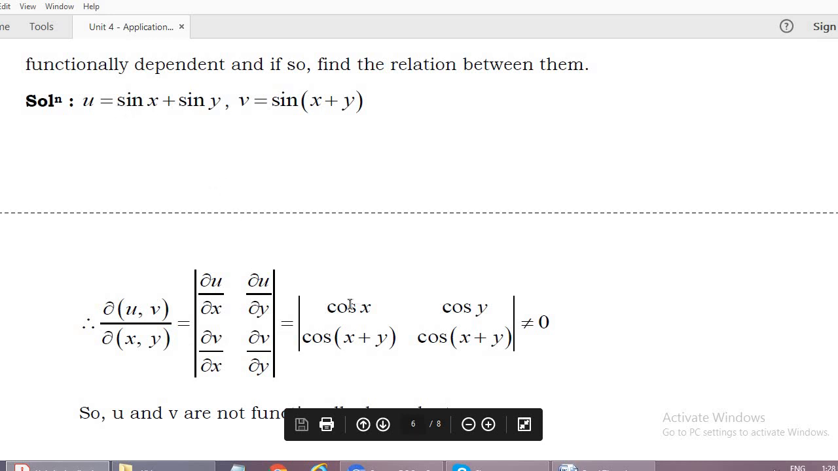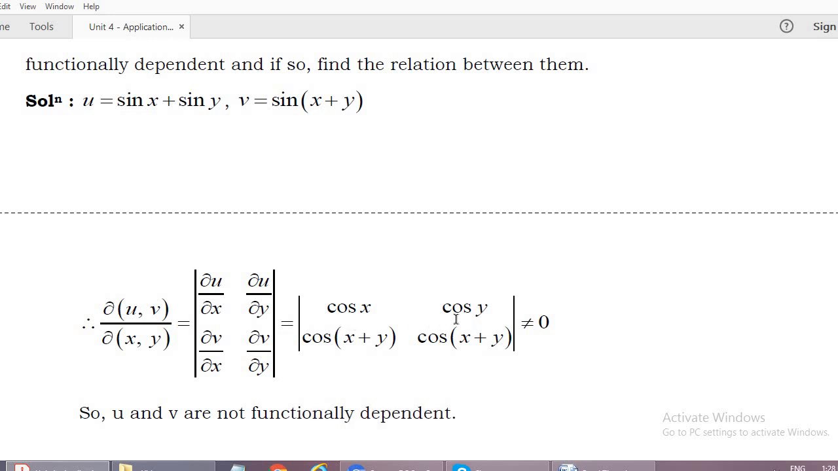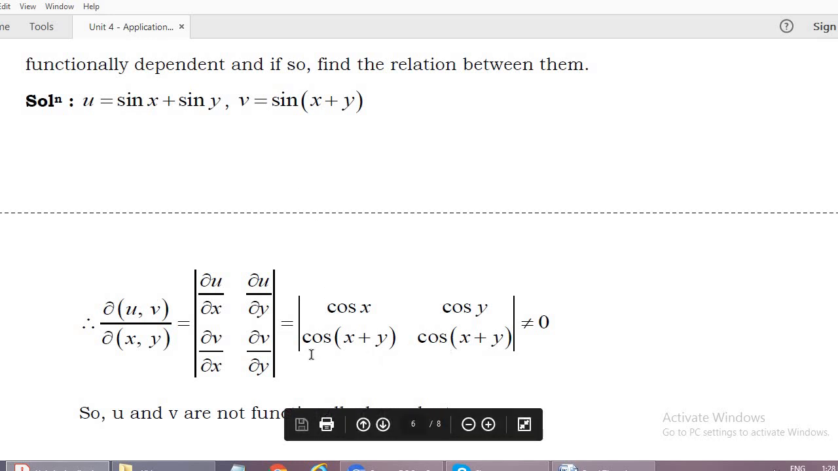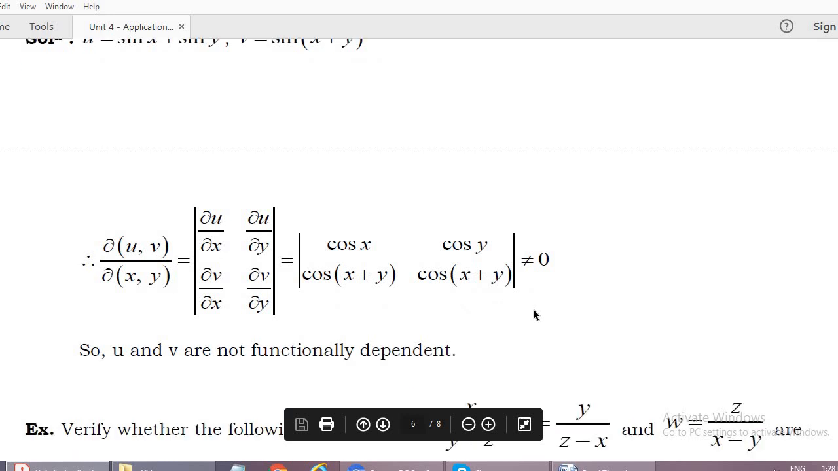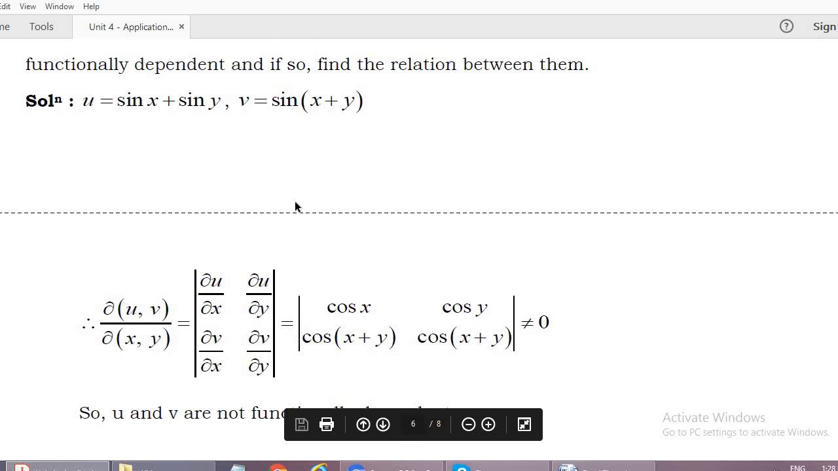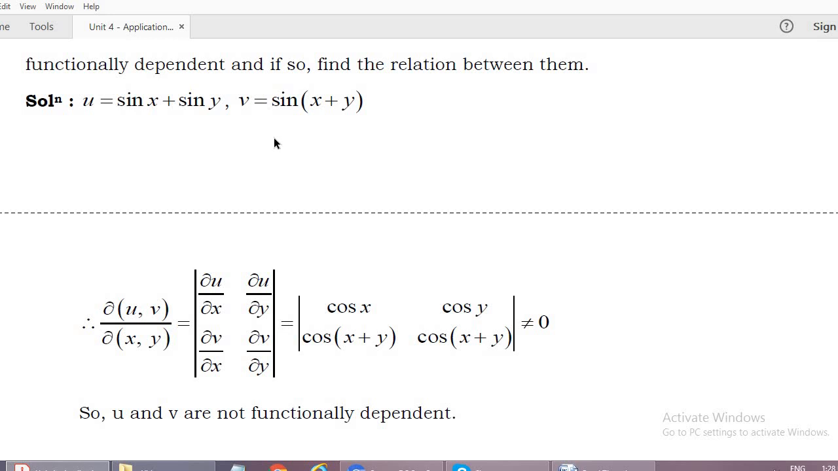So derivative of u partially with respect to x and y is cos x and cos y respectively. Similarly, derivative of v partially with respect to x and y, cos of x plus y, cos of x plus y. We see that this determinant is not equal to 0. So u and v are not functionally dependent. That means that it is never possible to eliminate x and y both and obtain one more relation which involves only u and v.